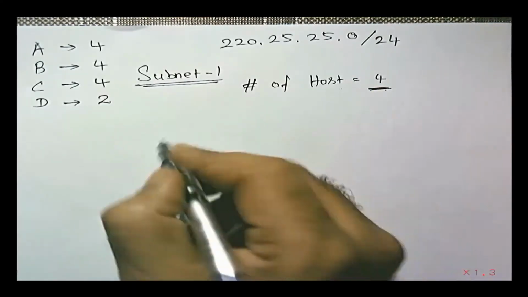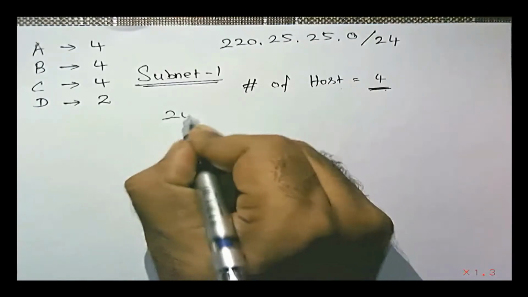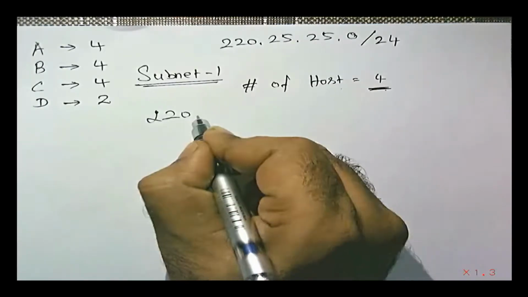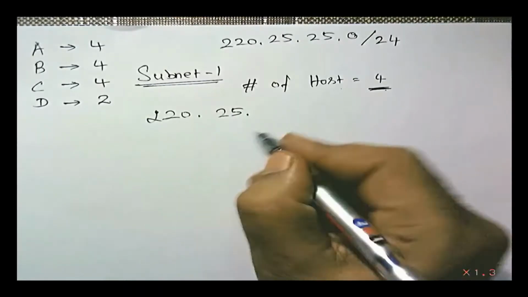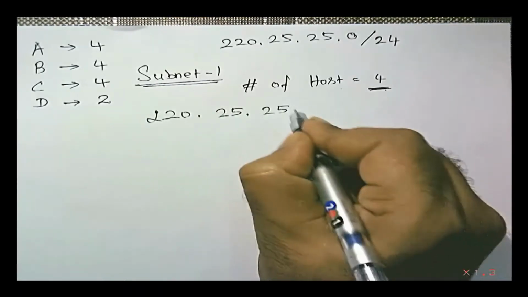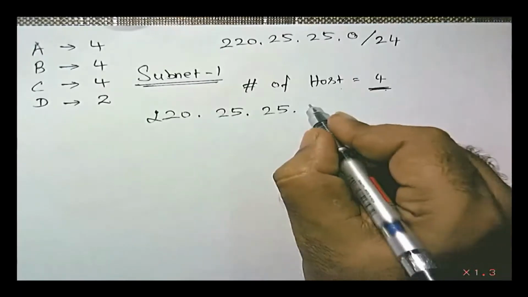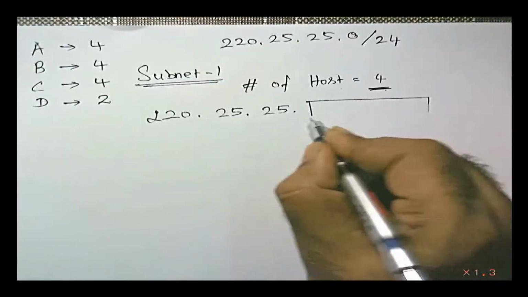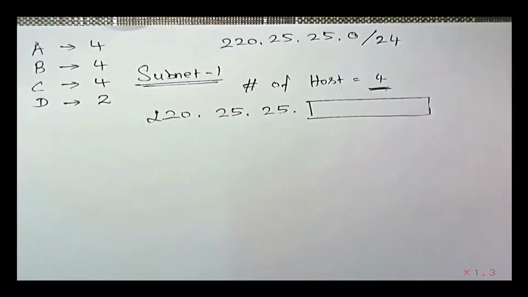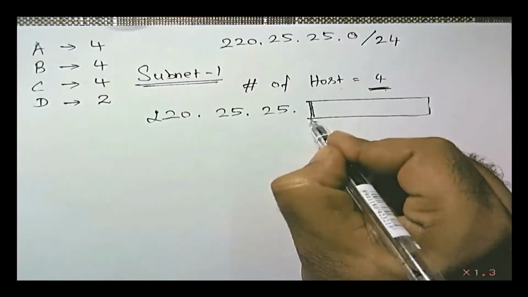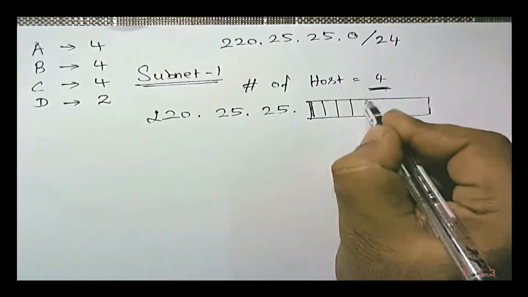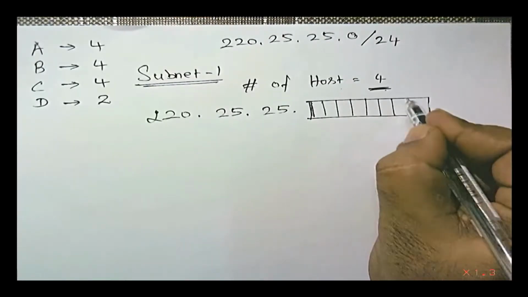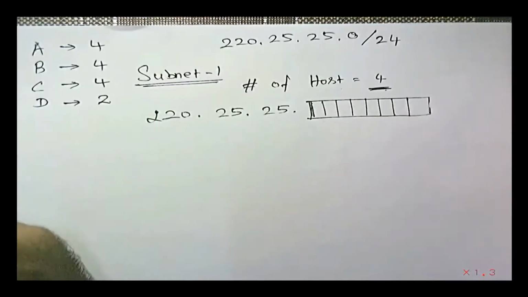I repeat, see, 220 is the first octet, then 25 the second octet, there is no change. The third octet is also going to be 25. In the fourth octet we have 8 bits. We are not going to borrow in the usual way, we are going to do it in reverse. We are going to borrow, but how? We will see. 1, 2, 3, 4, 5, 6, 7. There are 7 bits available.